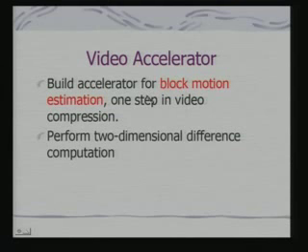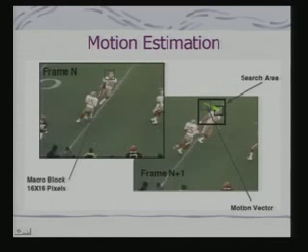The only difference is that MPEG also has to exploit what we call temporal redundancies. And to exploit temporal redundancy, it needs to perform what is called block motion estimation. And that is the most compute intensive part of the video compression. So, we shall look at the problem of building an accelerator to do block motion estimation. In a way, this would perform a two-dimensional difference computation. Let us try to understand this problem.